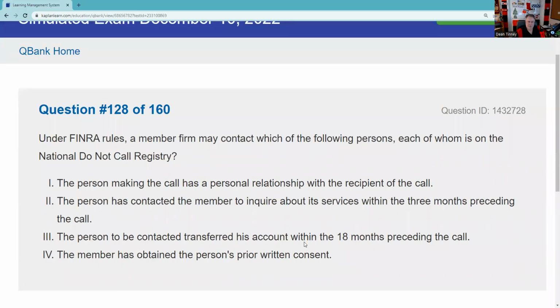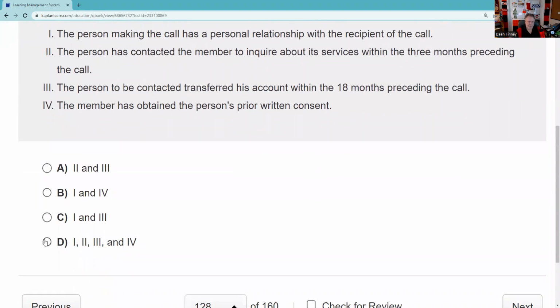Under FINRA rules, a member firm may contact which of the following persons, each of whom is on the do not call registry? The person making the call has a personal relationship with the recipient. That sounds fine. The person has contacted the member to inquire. If they made an inquiry within 3 months, we can follow up. The person we contact transferred his account within 18 months preceding the call. Indeed. The member has obtained the person's prior written consent. Indeed, 1, 2, 3, and 4.